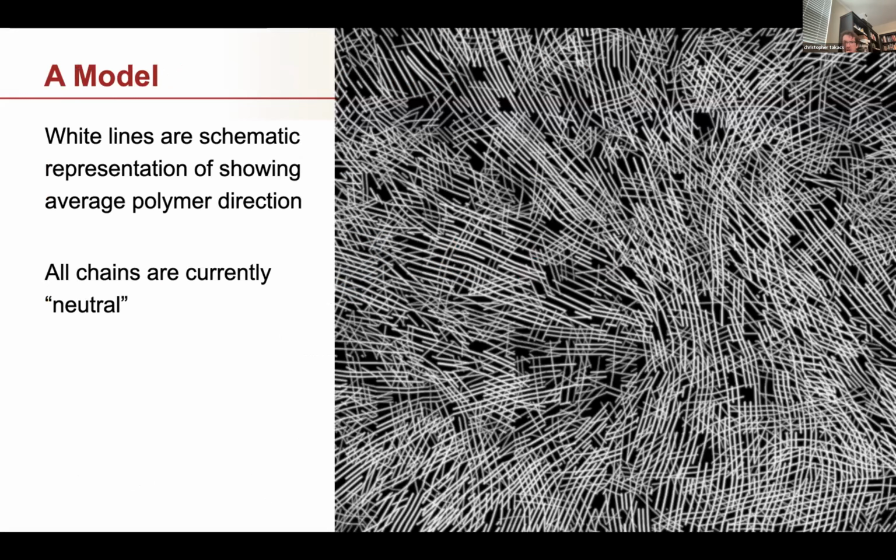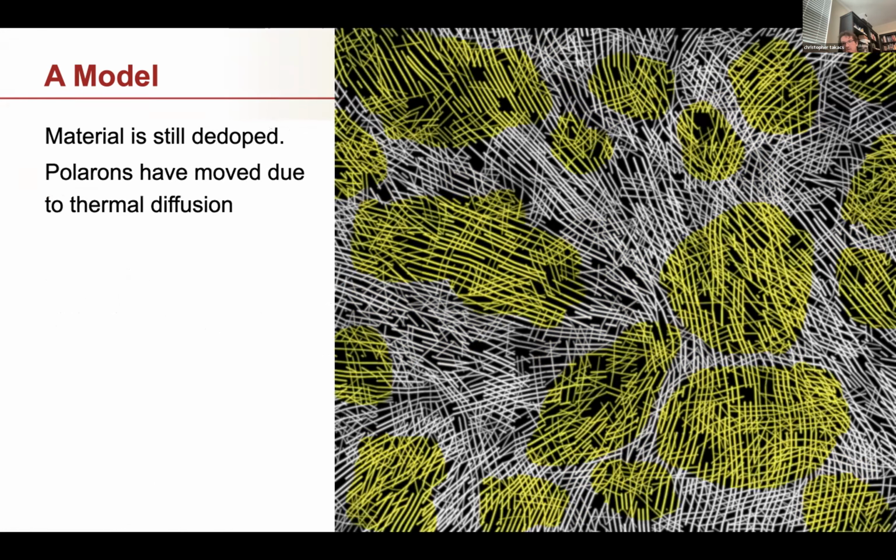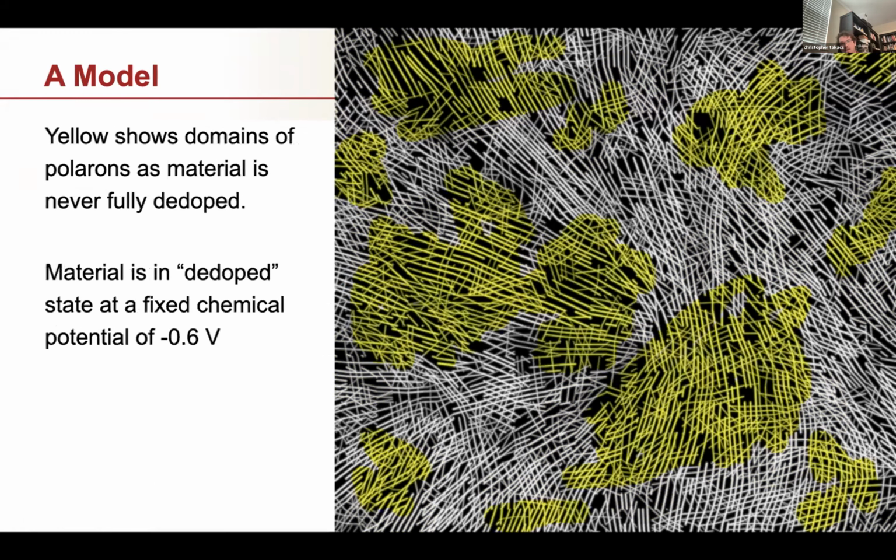And just to show schematically, coming back to the TEM models, this is not PEDOT:PSS, but a different material, just to show schematically. These white lines represent the neutral chains. In the de-doped state, I'm going to say that we have these domains of polaron species, as we're never fully de-doped. And what's happening is these are actually diffusing around in time. So they're maybe moving around.